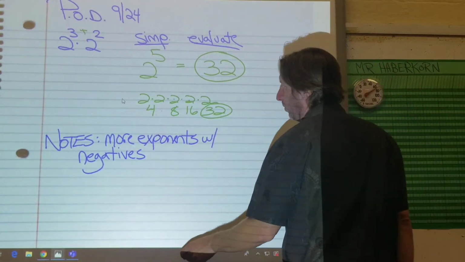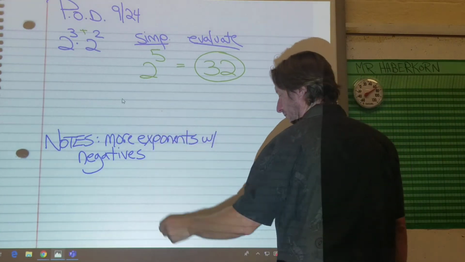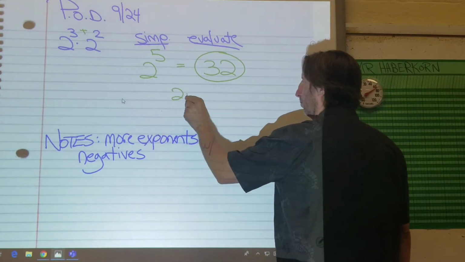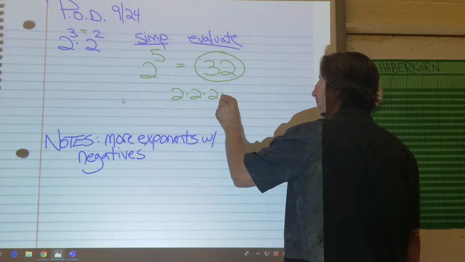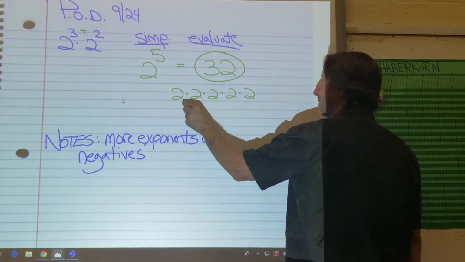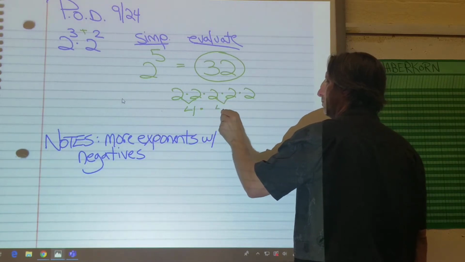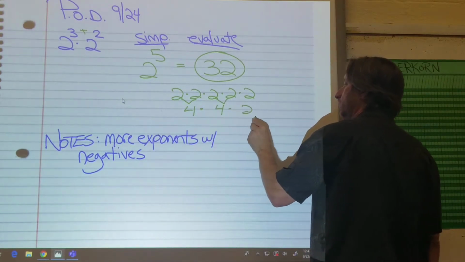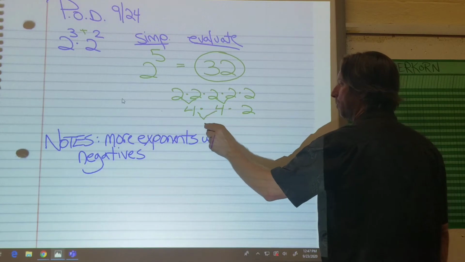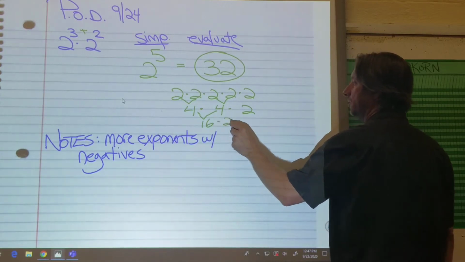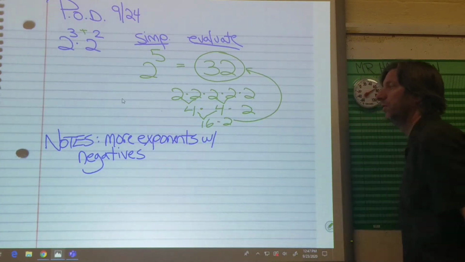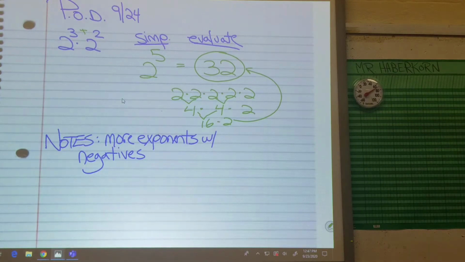There's a couple other ways you can do that. I could say 2 times 2 is 4, 2 times 2 is 4, and then times 2. Then I could say 4 times 4 is 16, times 2 is 32. So there's a couple ways to do those. That's 6th grade stuff, though, we know that. All right.